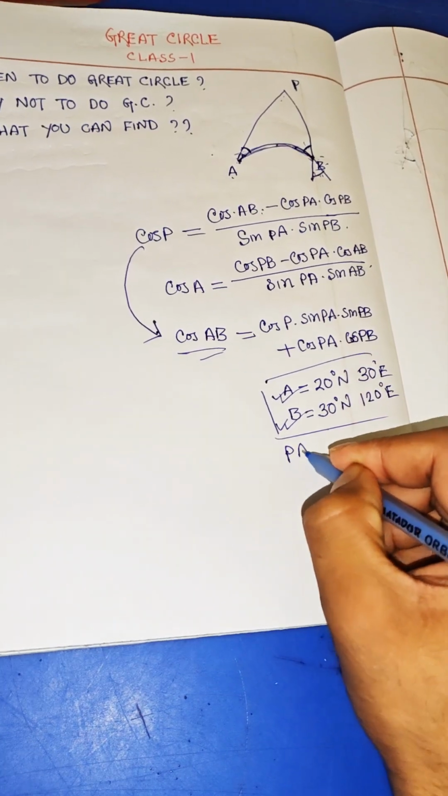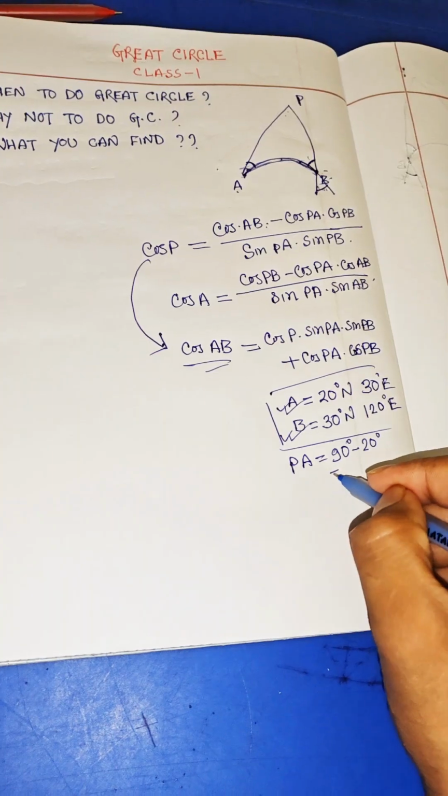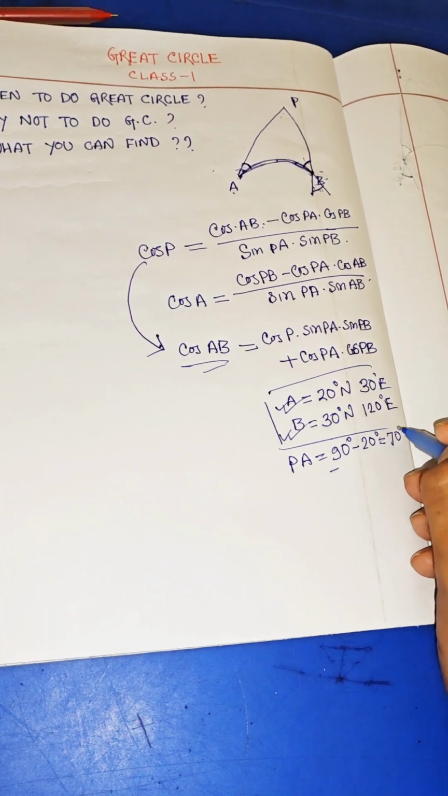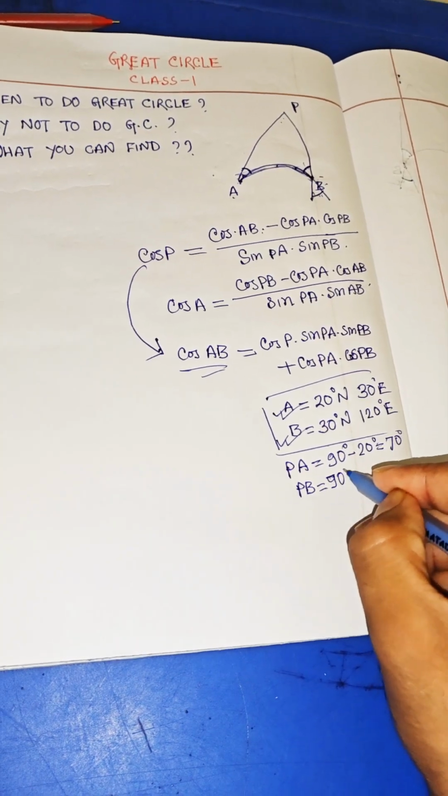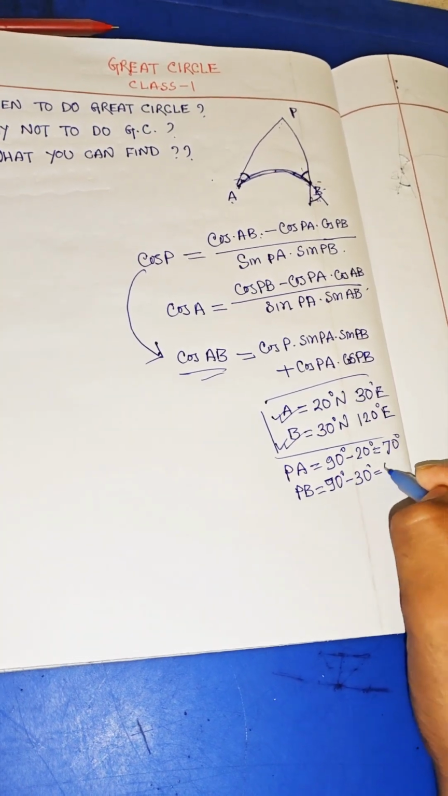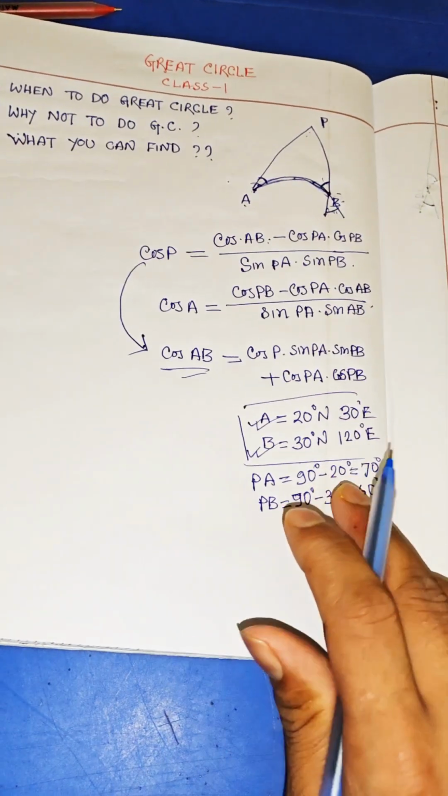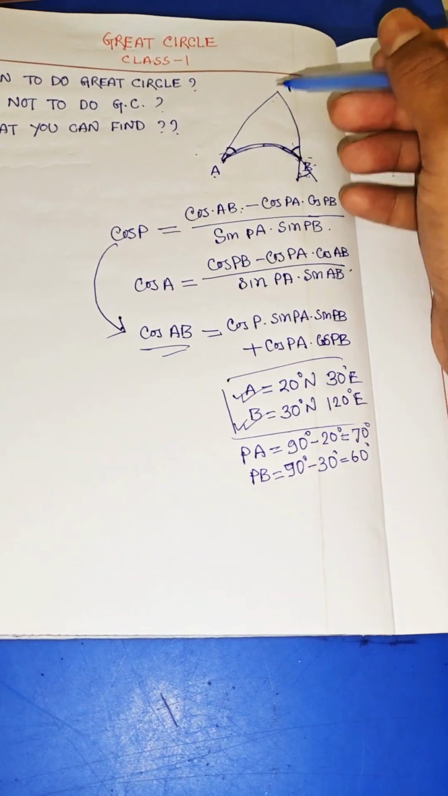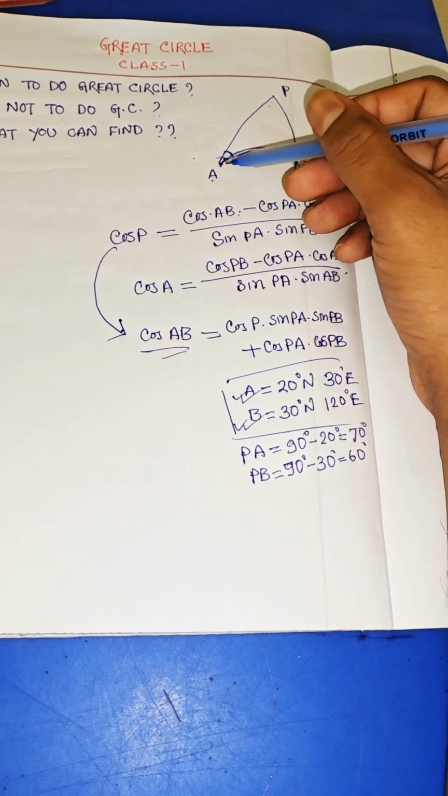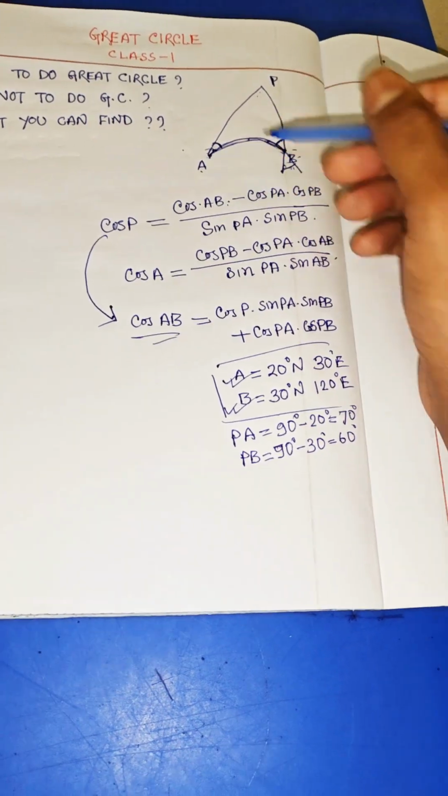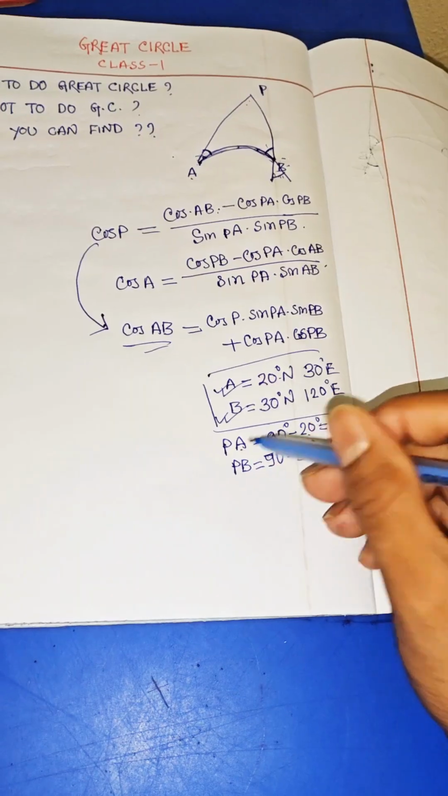the PA. PA is equal to 90 degrees minus 20 degrees, which is the colatitude. So this is 70 degrees. PB is equal to 90 degrees minus 30 degrees, which is 60 degrees. I think you understand this one, guys, because this is the colatitude. Colatitude means 90 degrees minus latitude. So 90 degrees minus the latitude of A, which is 20 degrees, gives 70 degrees PA.